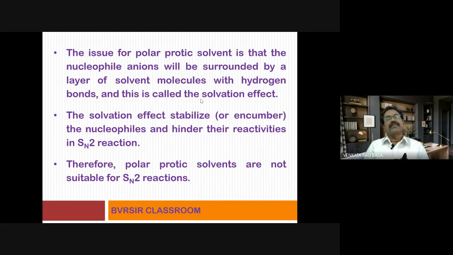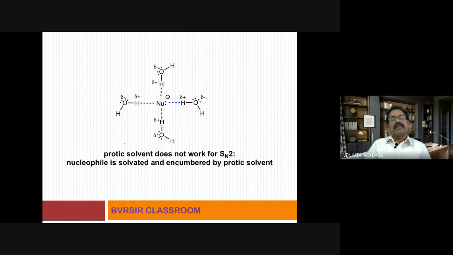So here the polar protic solvents are not at all convenient to bring about SN2 type of reaction. That's why non-polar solvents are not useful, and polar protic solvents are also not useful. Why? This is the point you have to catch: the solvation effect stabilizes or encumbers the nucleophiles and hinders their reactivity in SN2 reactions. Therefore, polar protic solvents are not suitable for SN2 reactions. Then which type of solvents are more convenient? We will see that.